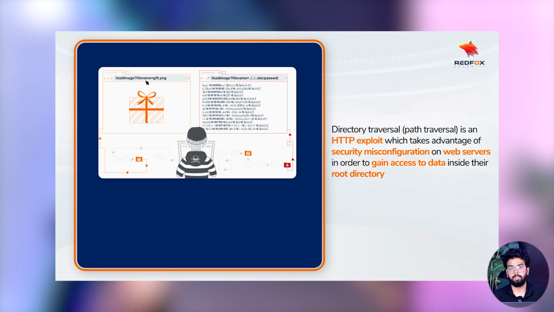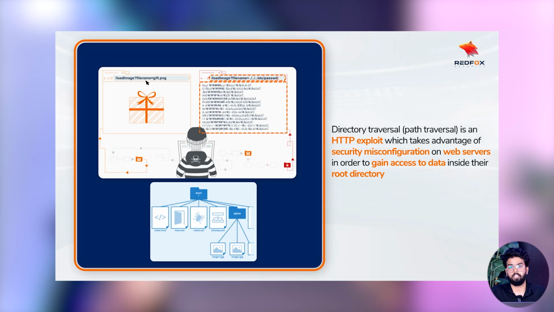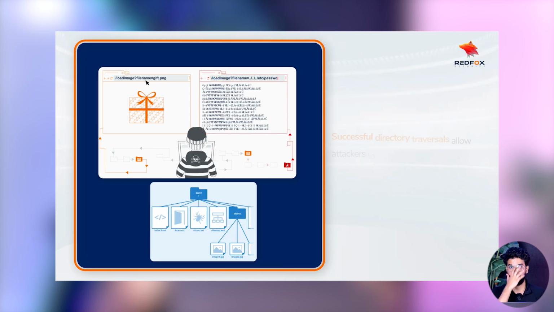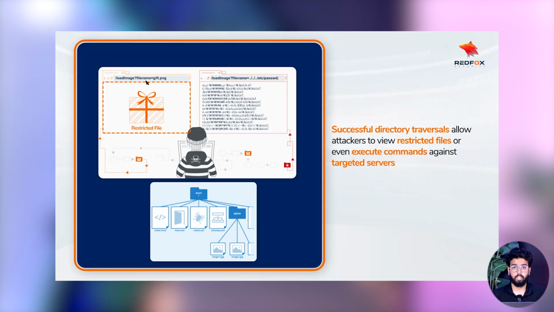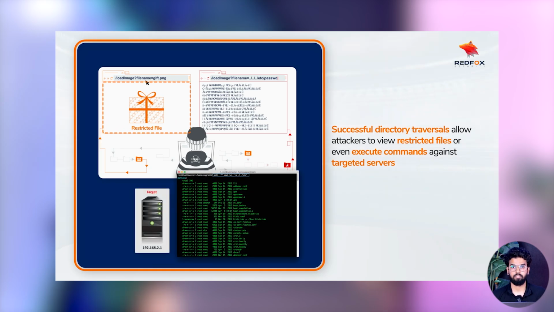What is directory traversal? Directory traversal is an HTTP exploit which takes advantage of security misconfiguration on web servers in order to gain access to data inside their root directory. Successful directory traversals allow attackers to view restricted files or even execute commands against targeted servers.